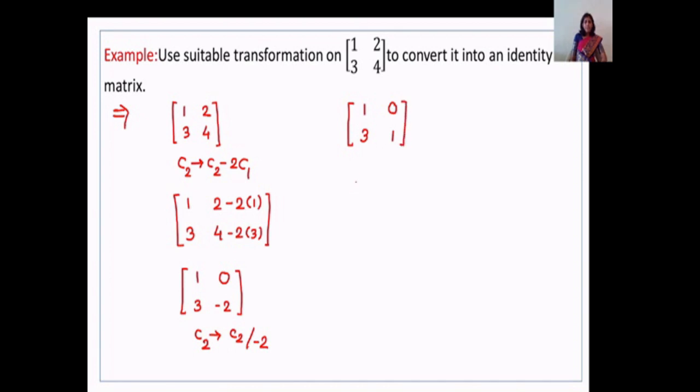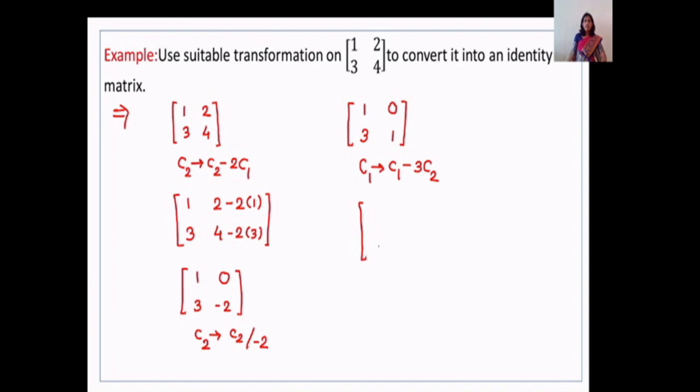Then our next transformation, using this 1 we have to make this 3 into 0. So this 3 is in C1, so there is change in C1. So we write here C1 gives C1 minus 3 times of C2. So this is our transformation.